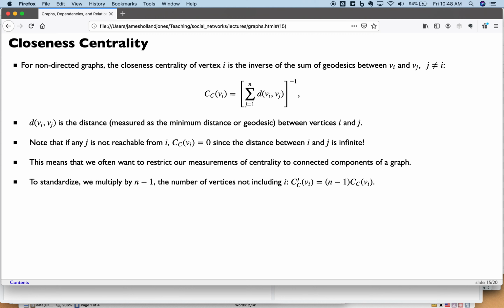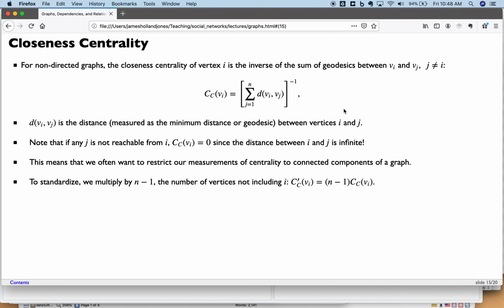Closeness centrality. For non-directed graphs, the closeness centrality of vertex i is the inverse of the sum of the geodesics between v_i and v_j, where v_i and v_j are vertex i and vertex j, for all j not equal to i. So we have a distance metric, which is just the minimum distance, or the geodesic, between vertices i and j. We sum those up, and we invert that measure.